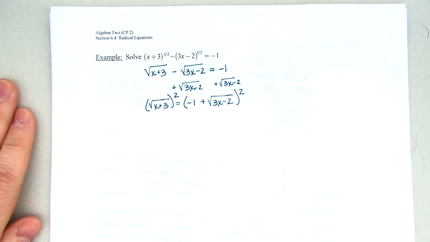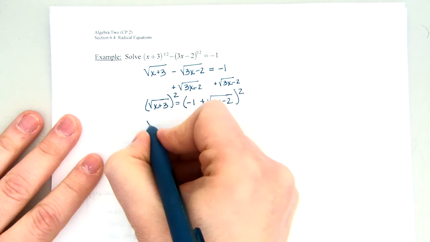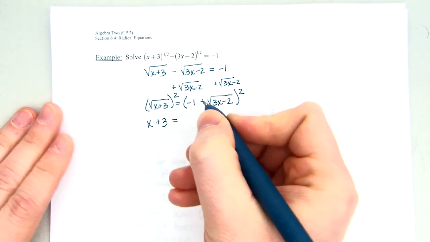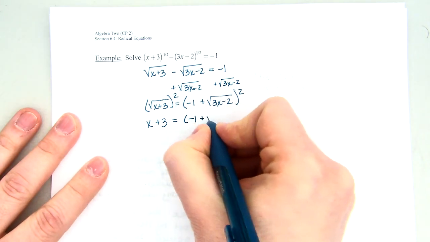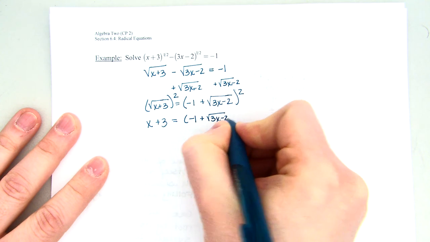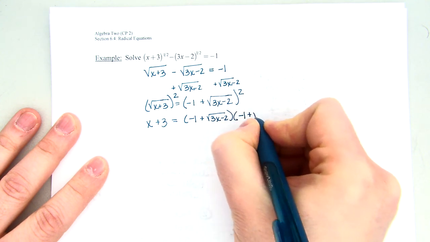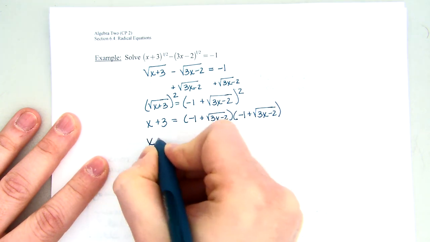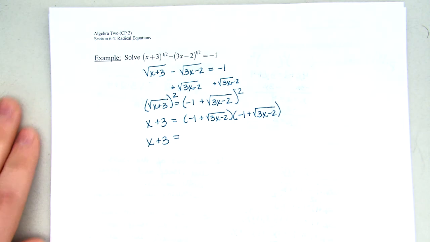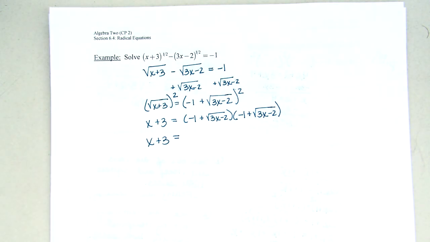The left is easy. Priyanka, what's the left going to be? Absolutely, x plus 3. Why, Priyanka, am I not saying that the right is easy? What do I have to do? We've got to FOIL. I want to do the foiling together. So I'm writing that thing out twice. So I can FOIL -1 plus square root of 3x minus 2 times -1 plus square root of 3x minus 2.